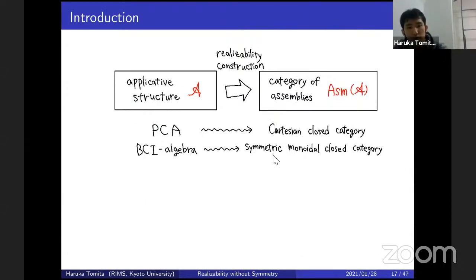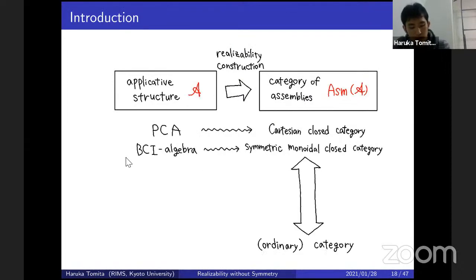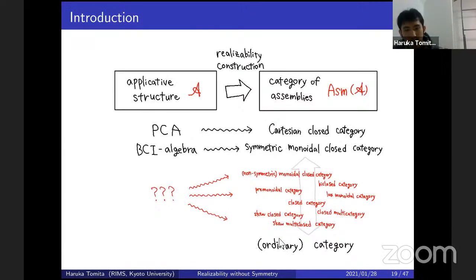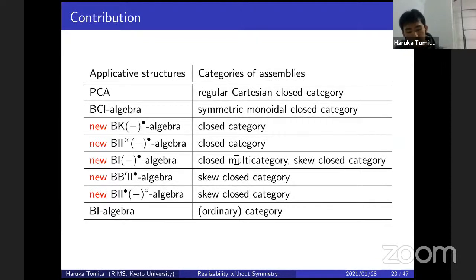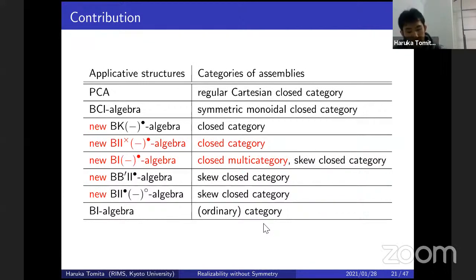Now, these two correspondences are well known. However, there are no known classes of applicative structures that give various categorical structures between SMCC and just the ordinary category. Our study is about giving new correspondences. When applicative structures are in these left classes, the categories of assemblies have these kinds of structures. Especially for two of these, we also show better correspondences, where properties of categories of assemblies induce the properties of applicative structures. And today I will introduce the BCI-minus-C algebra and the closed categories.